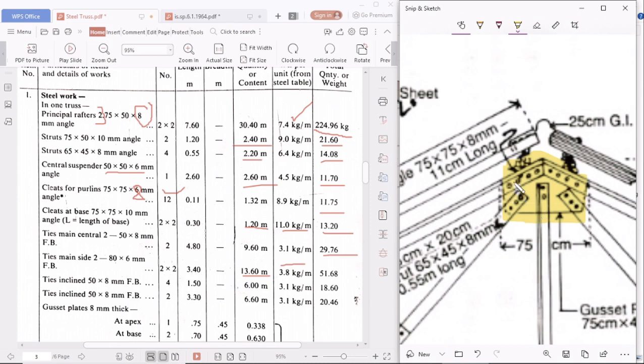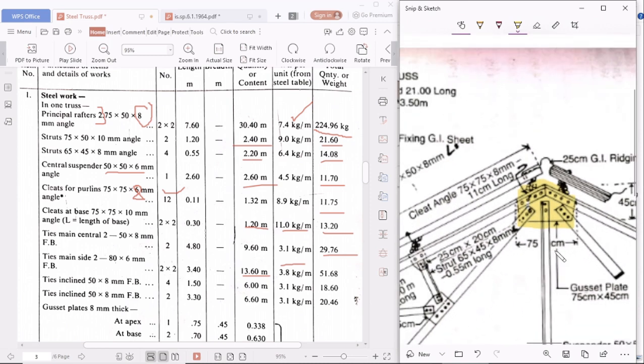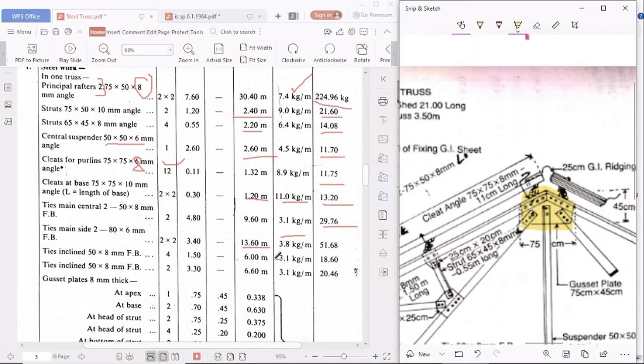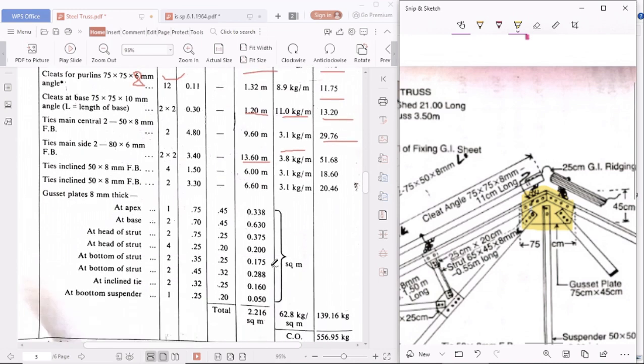Okay. So its dimension is given as 75 into 45. And another universal statement is given in the question, that all the gusset plates are 8 mm thick. Okay. So we will take 8 mm thick, and at the apex, what is the dimension? 75 into 45, so 0.75 into 0.45, multiply, you will get 0.338.